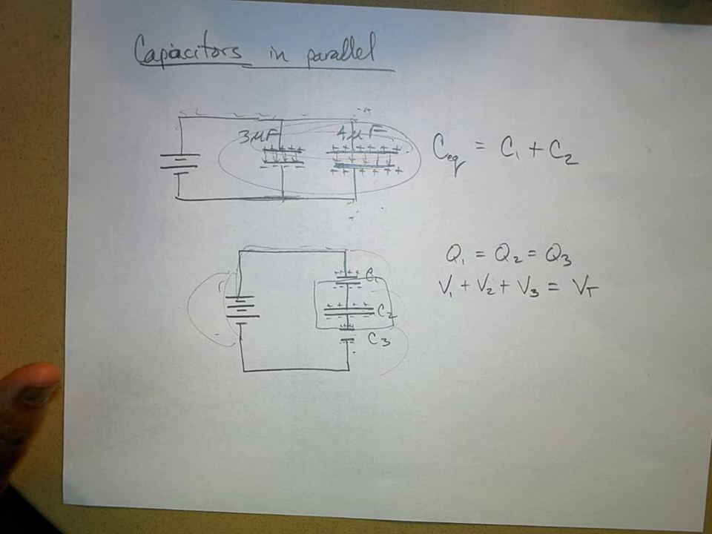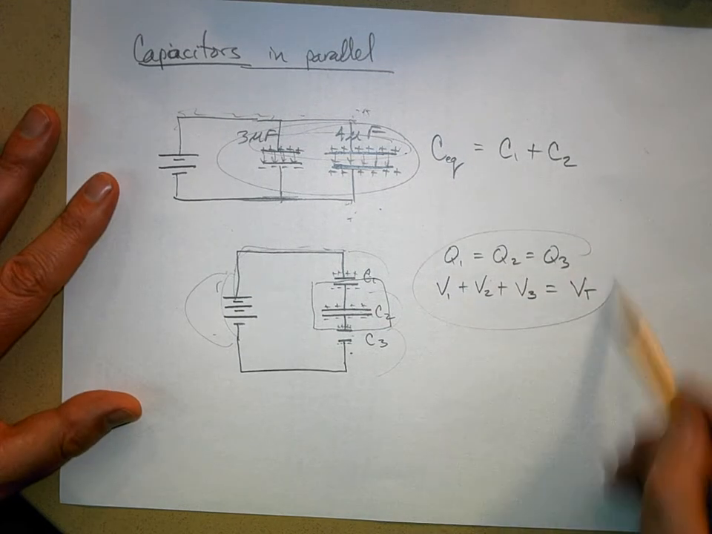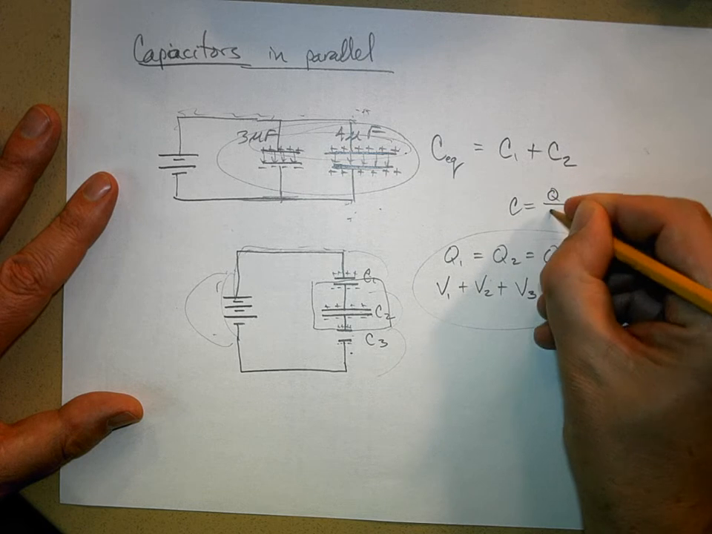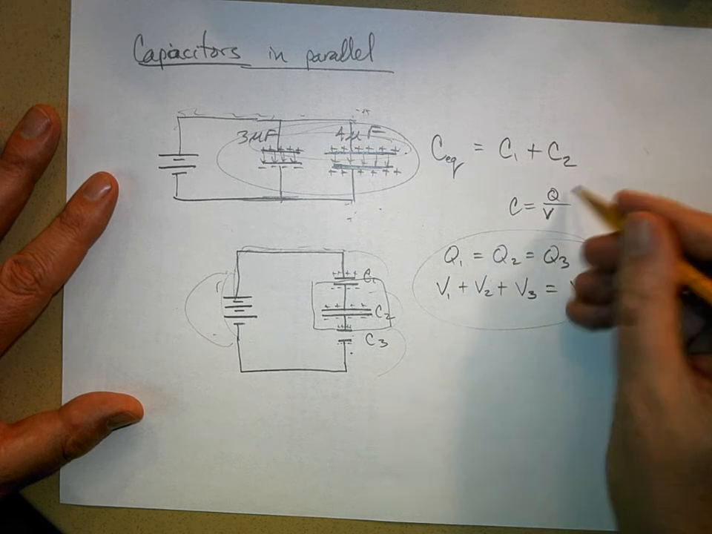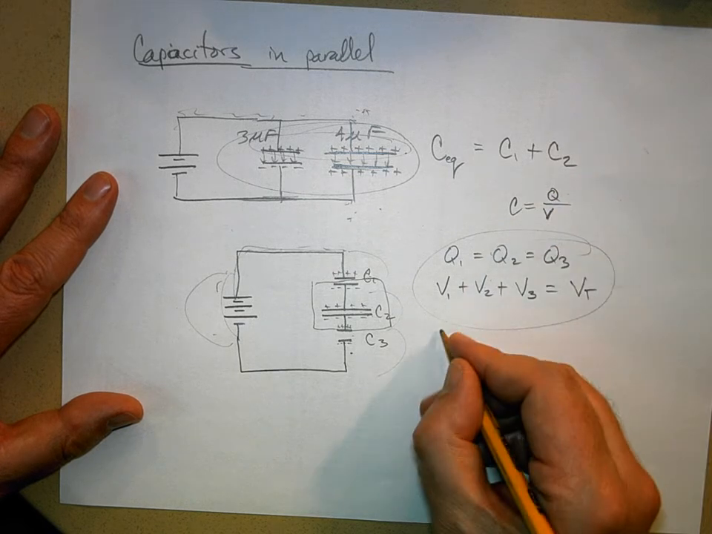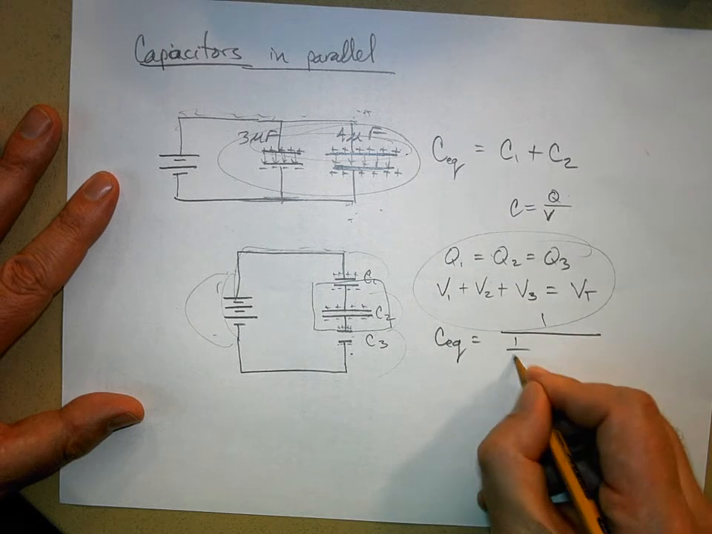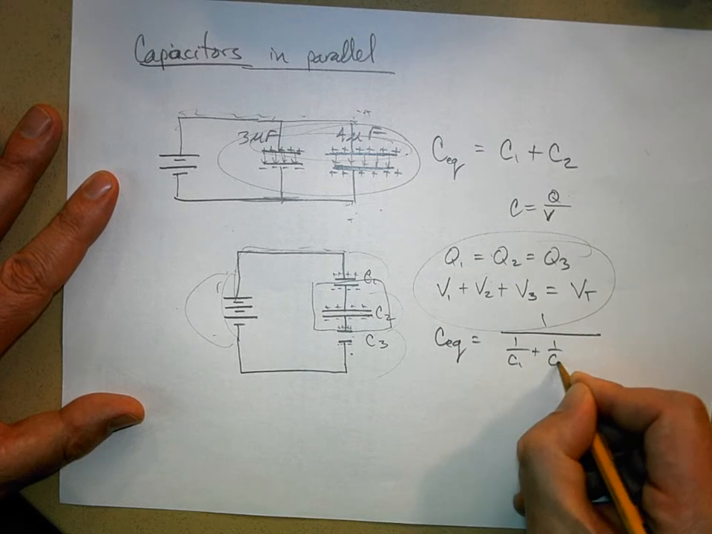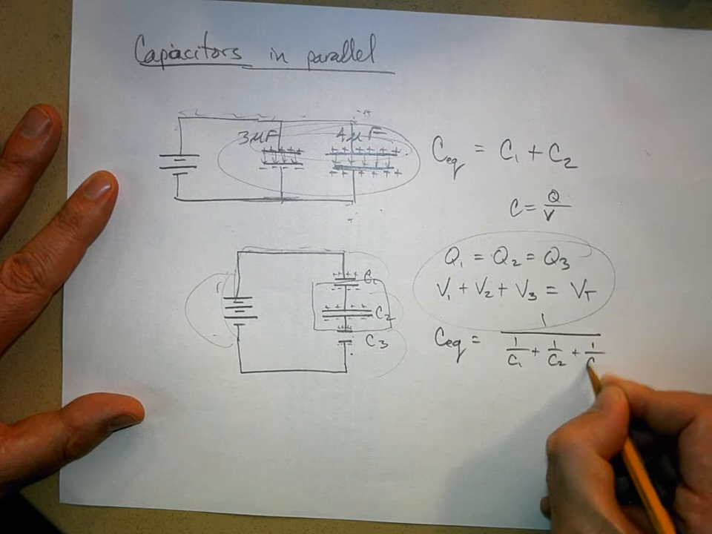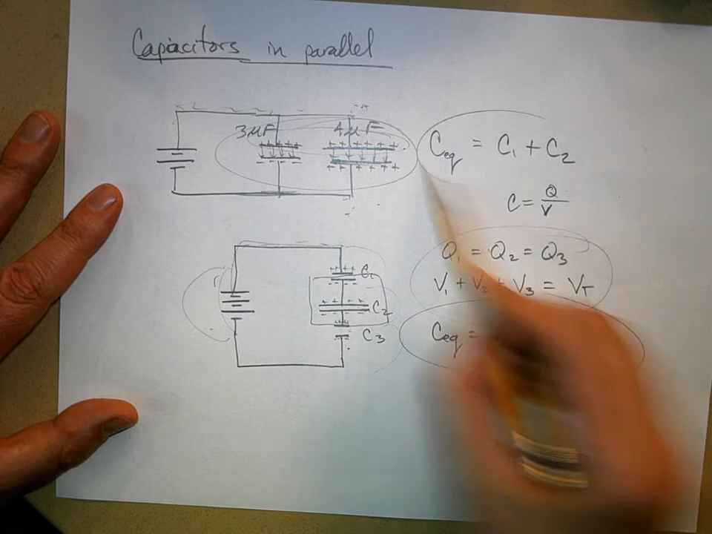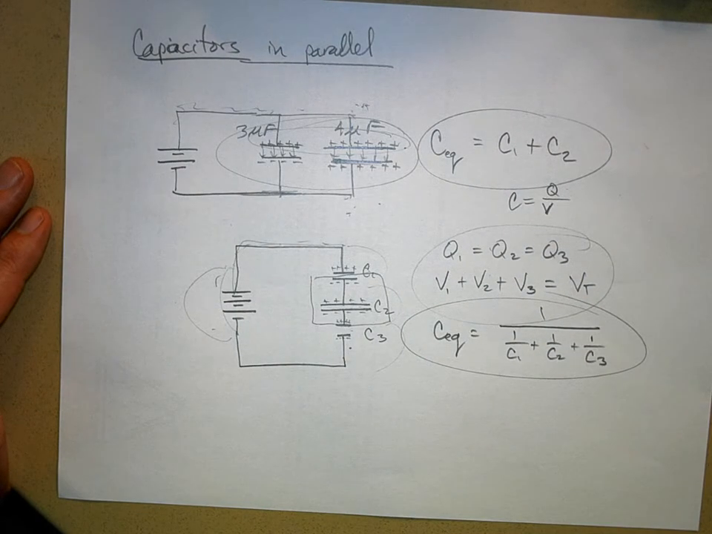Now, you combine these ideas plus the definition of capacitance, C equals Q over V, and here's what you get. The equivalent capacitance here is 1 over C1 plus 1 over C2 plus 1 over C3, etc. So you'll need to know this, and you'll need to know this. And, of course, I'll give you a capacitor that's in combination.